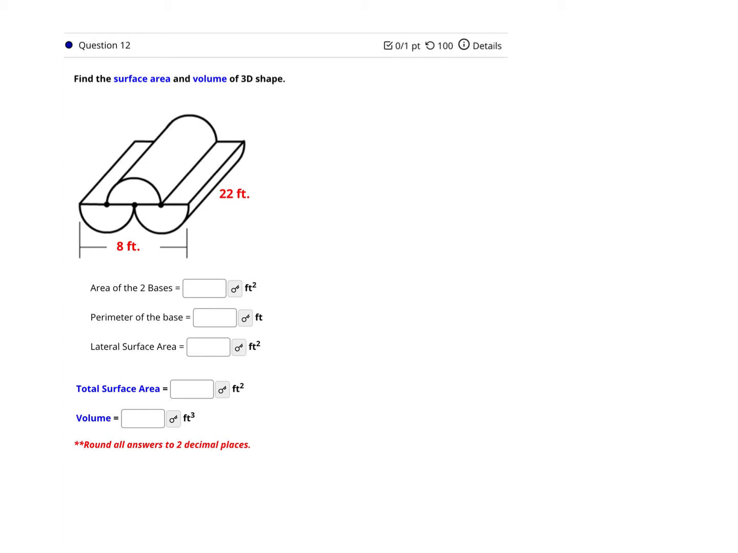So, first thing we're going to want to do here, it says find the area of the two bases. Well, notice that the base is going to be 3 half circles. So, I know the formula for the area of a circle is equal to pi r squared. Well, I only want half of the circles because they're all halves, but there's 3 of them, so I'm going to multiply that by 3.